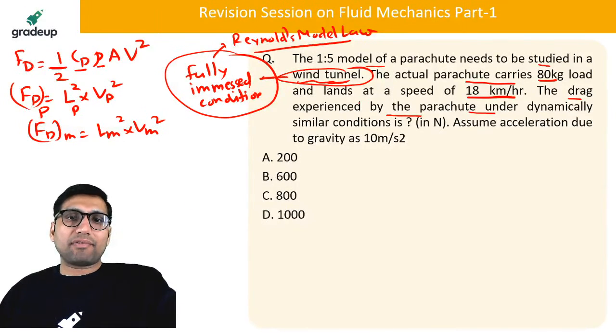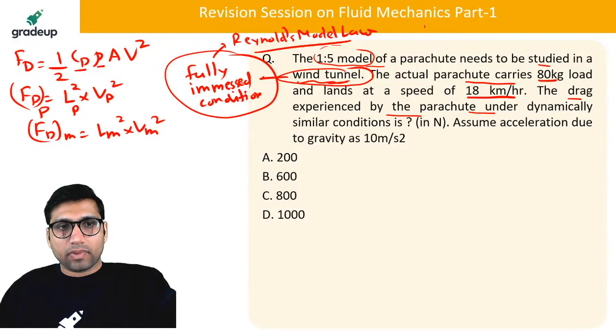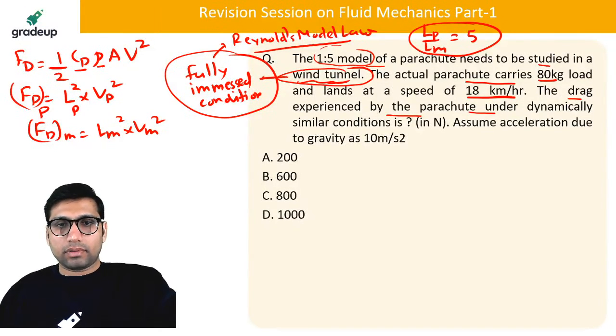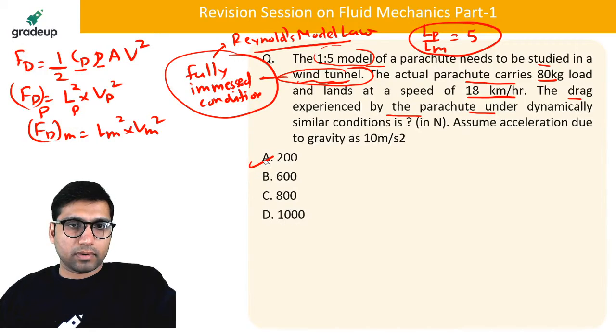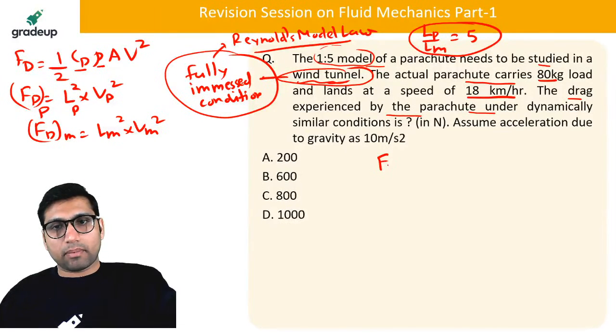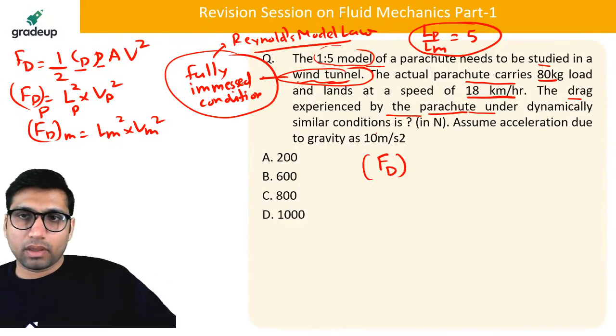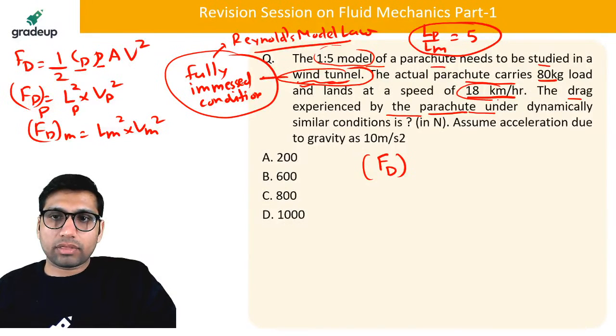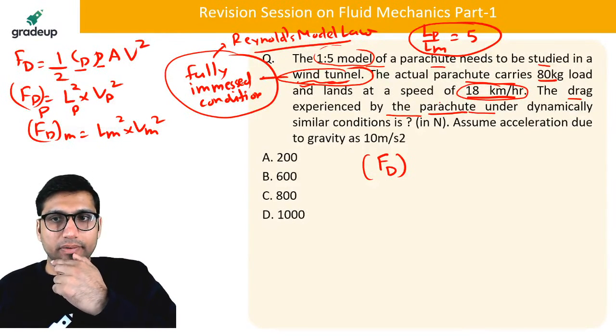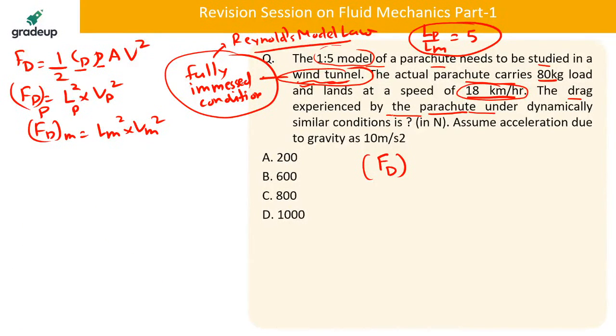Okay. So in this question, they have given a 1:5 model scale, that is, the length of the prototype by the length of the model is equal to 5. So you can simply say that you have to find the value of the drag force experienced by the parachute. The model of a parachute is tested in a wind tunnel, and the speed of the actual parachute is given. Tell me everyone, how to solve this question.